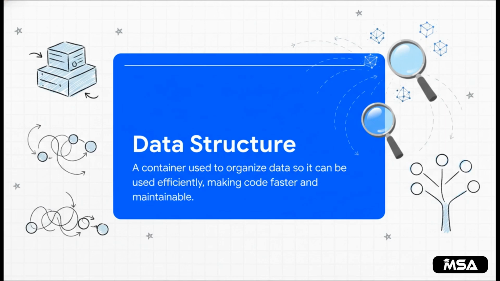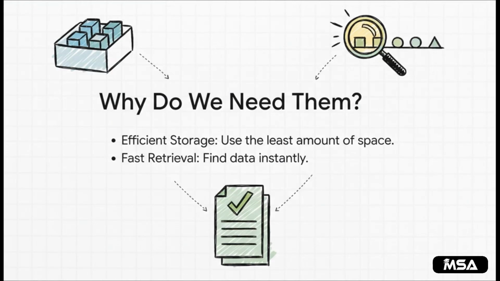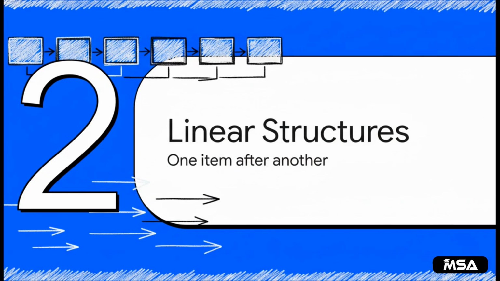It's a huge deal. And it's not just about raw speed, it's about being smart. Good data structures help us use memory efficiently, find the exact piece of data we need in a flash, and honestly, they just help us write code that's cleaner and easier for other people, or even our future selves, to understand. Okay, let's jump into our first category, and it's the most straightforward one: linear structures.